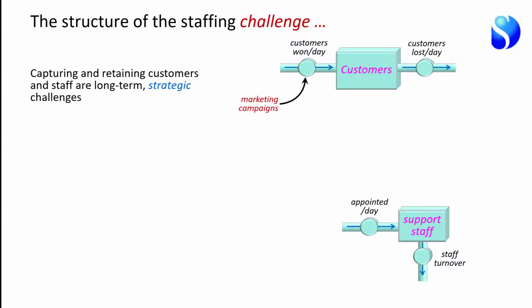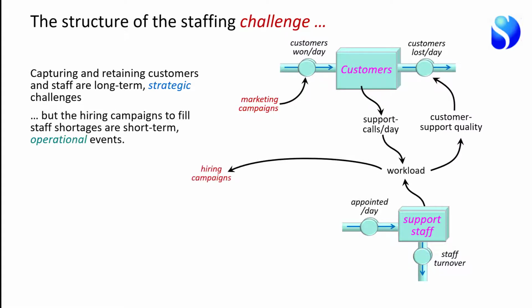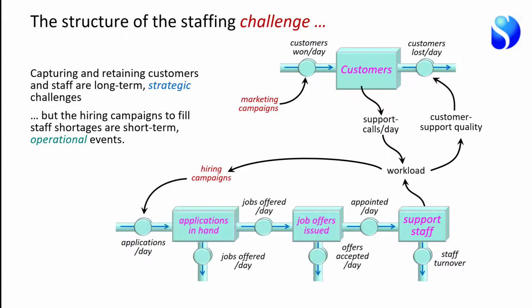The balance between calls coming from customers and the capacity of the support staff determines the workload on that team, and if that workload gets too high, then customer support quality goes down and it increases the rate at which customers are lost. But what the model does is it takes that workload and it triggers, when necessary, hiring campaigns, and that brings in applications to exactly the same hiring process that we looked at in the simpler model.